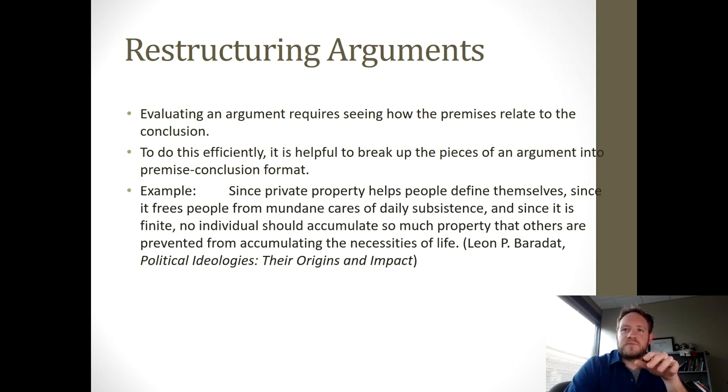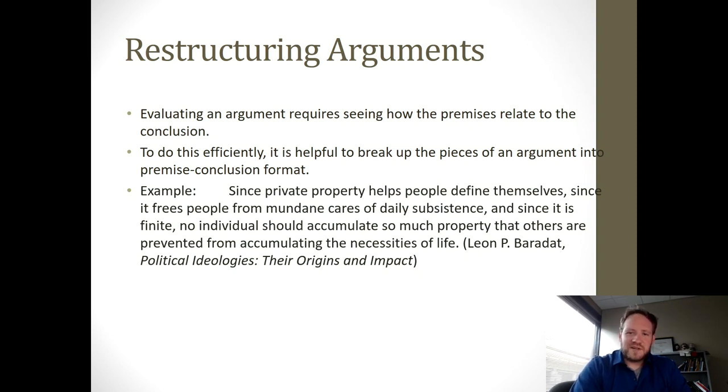Since private property helps people define themselves, since it frees people from mundane cares of daily subsistence, and since it is finite, no individual should accumulate so much property that others are prevented from accumulating the necessities of life. All right, so from our earlier discussion, you know that since is a premise indicator word, right? So where's the conclusion? That's the first question. What is the conclusion, right?